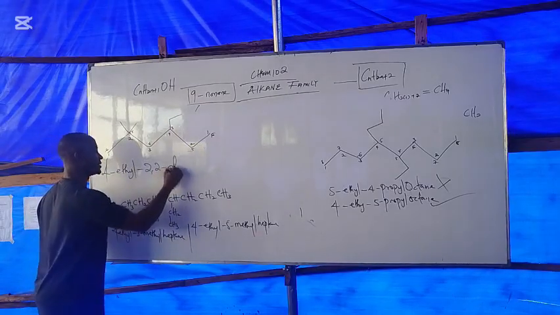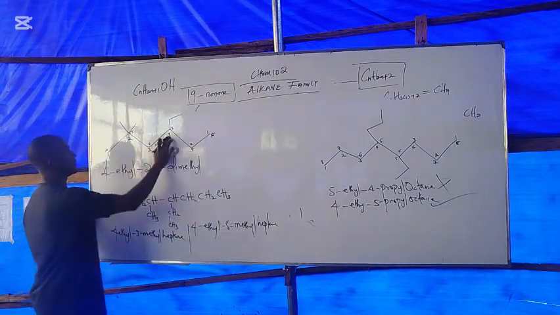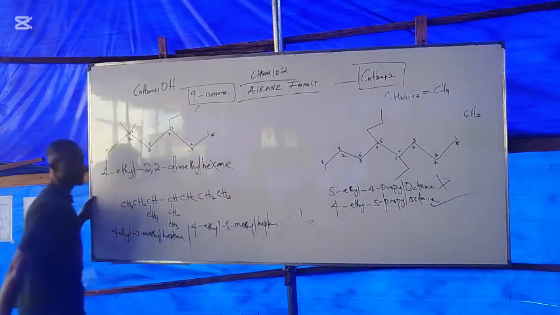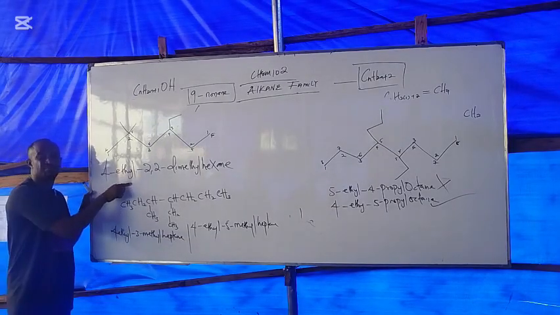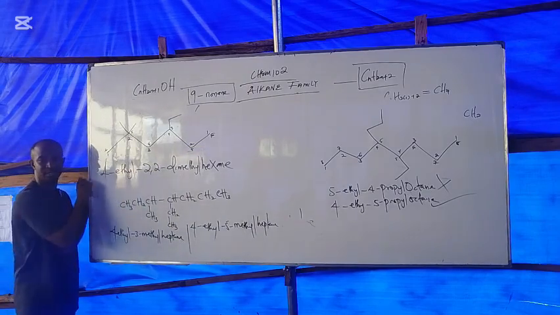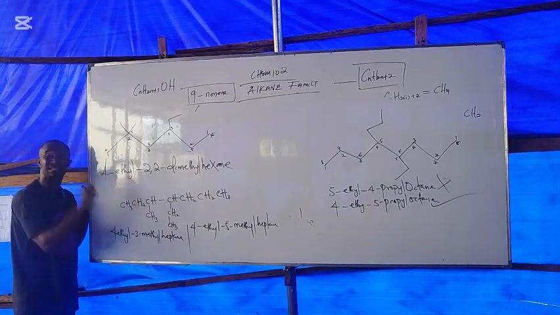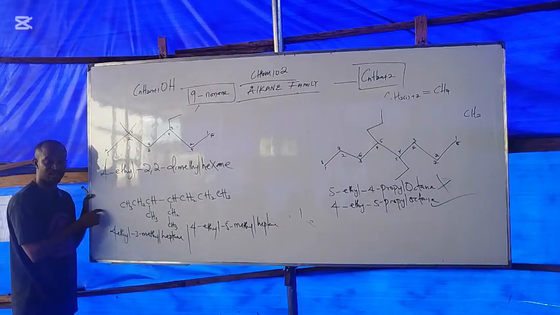2-dimethyl. 1, 2, 3, 4, 5, 6. Please, is it clear now? I said your alphabet takes precedence over the numbering. Do you get the concept? Alphabet takes precedence over the numbering. Alphabet takes charge over numbering.